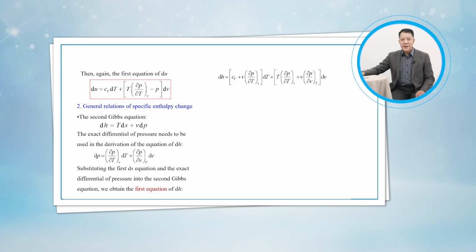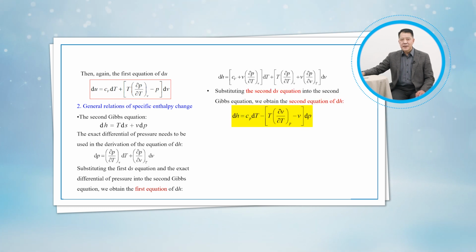Now, substituting the first ds equation and the exact differential of pressure into the second Gibbs equation, we obtain the first equation of dH.